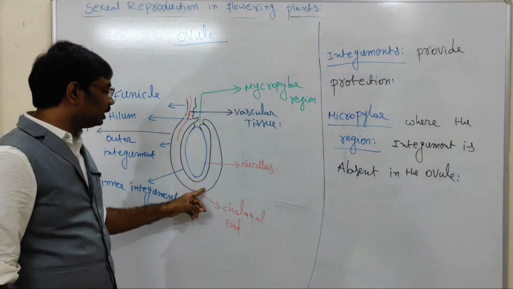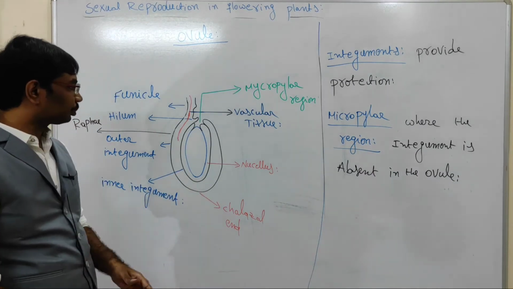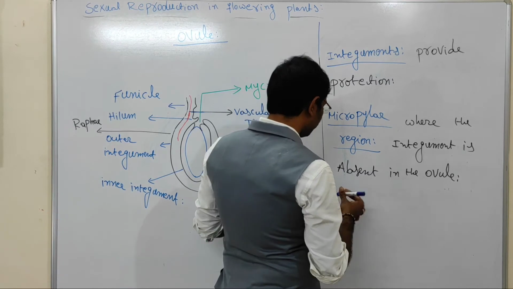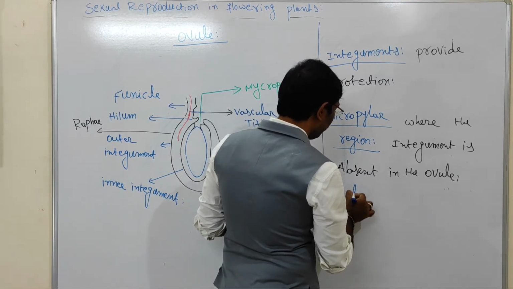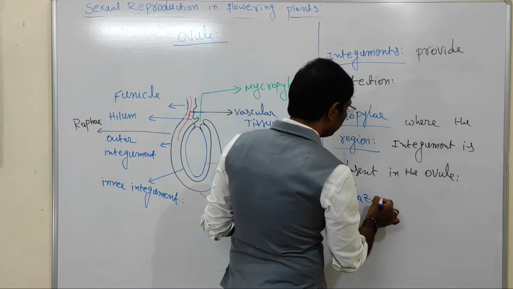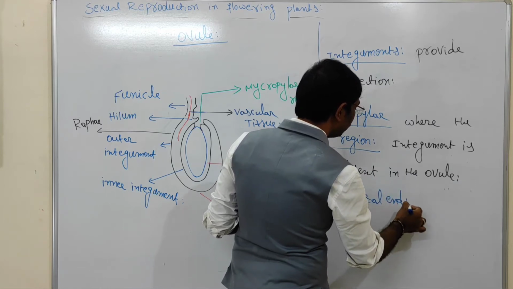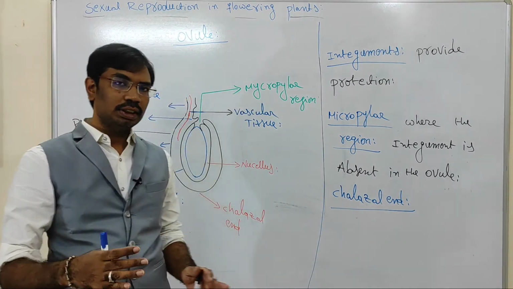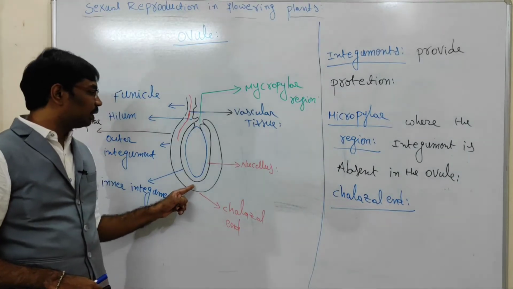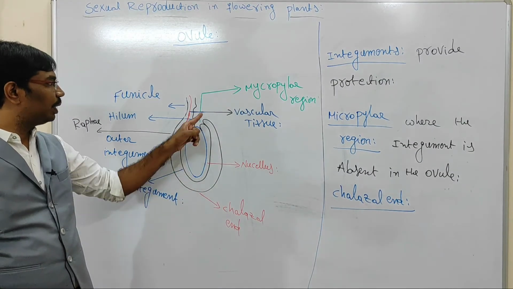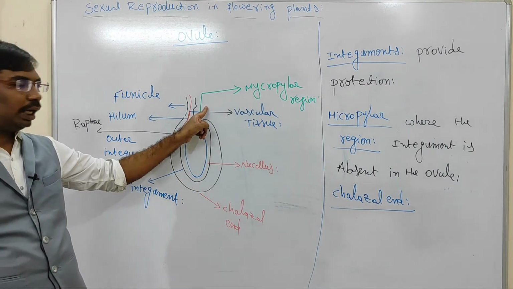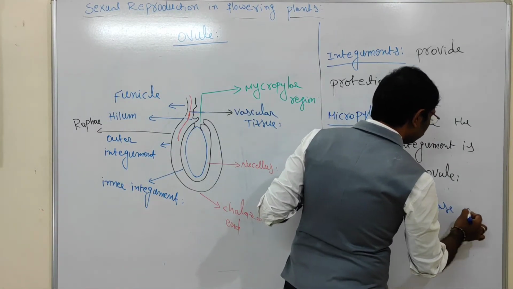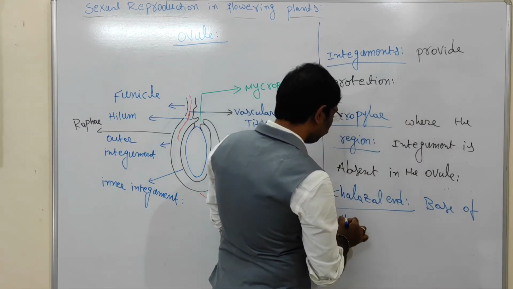Okay, then there is the base. That base is called the chalazal region, or chalazal end. The chalazal end is the base of the ovule. So what is the base and what is the apex of the ovule? The base of the ovule is the chalazal end and the apex of the ovule is the micropylar end.